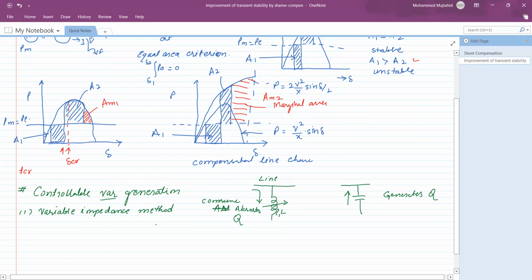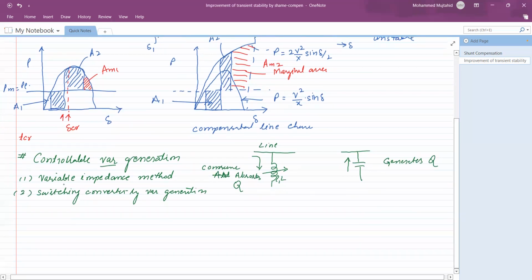So the first method is the variable impedance method, where we vary the impedance of the inductor and capacitor with the help of thyristor valves. And the second is the switching converter type VAR generation. We are using the word generation, but it covers both sides, generation and absorption. So there are two methods: the variable impedance method and the switching converter VAR generation.